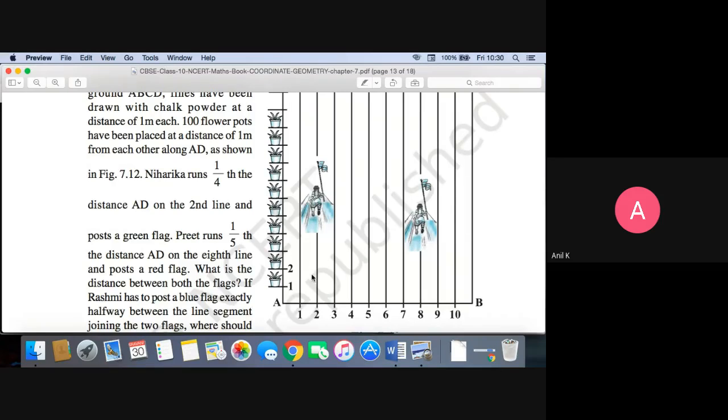So can you tell me what is the position of that Niharika? What is the x value and what is the y value? Whether it is 2 comma 25 or 25 comma 2. What is the point?